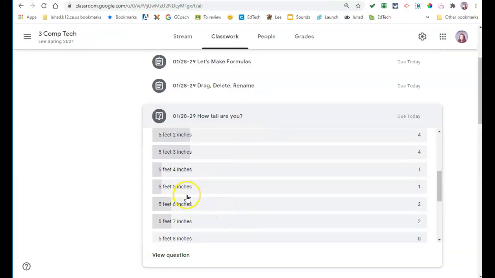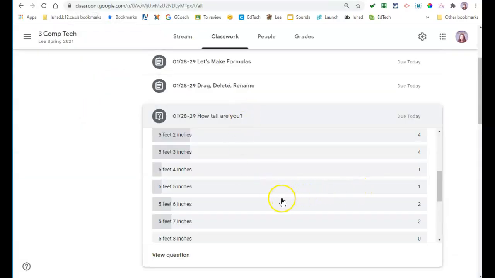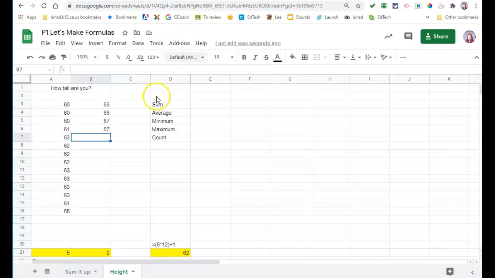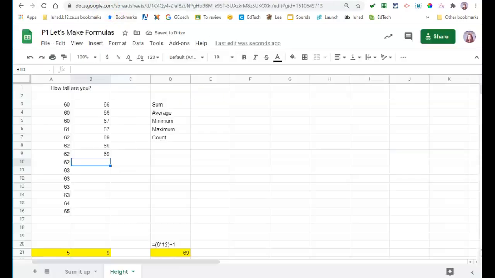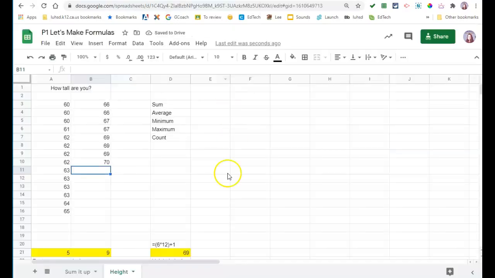2 people said 5'6". 2 people said 5'7". Nobody was 5'8". 3 people for 5'9". Just make sure my numbers are still correct. 5'9" is 69. 3 people for 5'9". 1 person for 5'10". 4 people for 5'11". Just make sure my numbers are correct. That is 71.